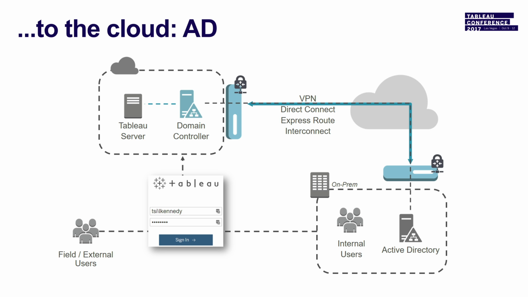You can replicate your Active Directory domain or your controller to the cloud and then join Tableau Server to that domain controller. Generally, you will want to do this replication always across a secure link. So you will need something like a VPN or a direct connection to your cloud provider, like Direct Connect, Express Route, or Interconnect, depending on the flavor or the choice of provider.